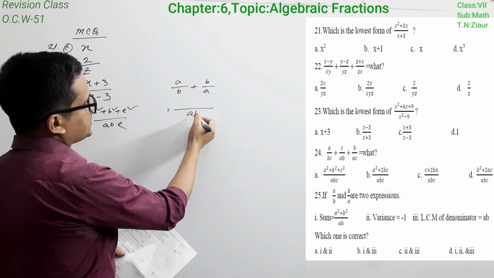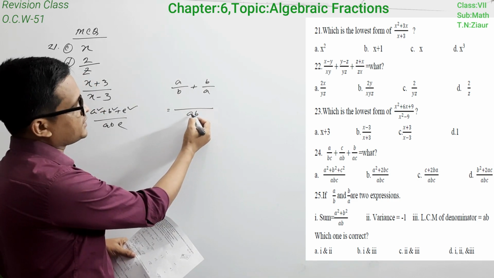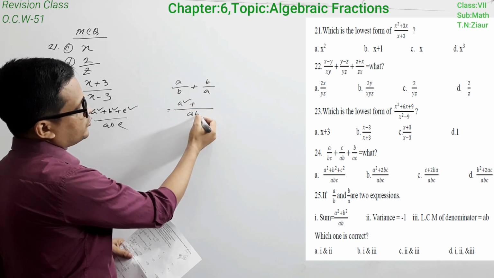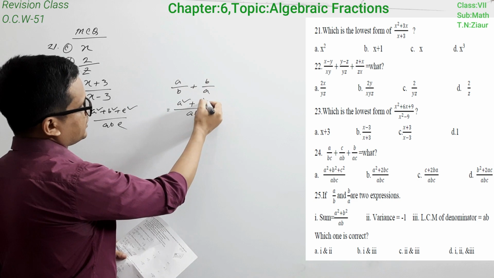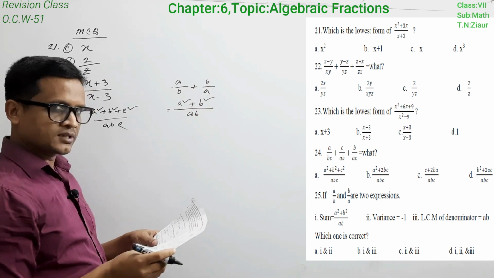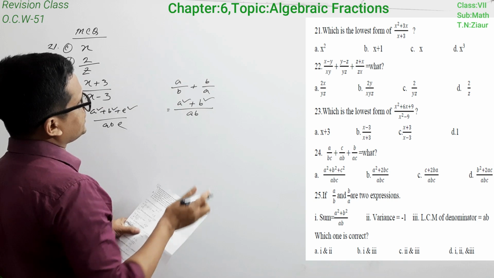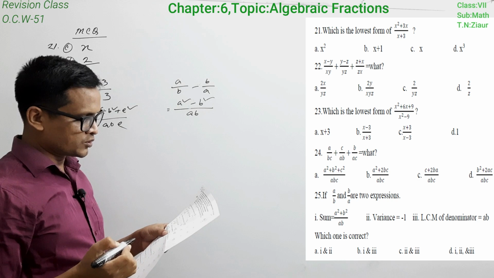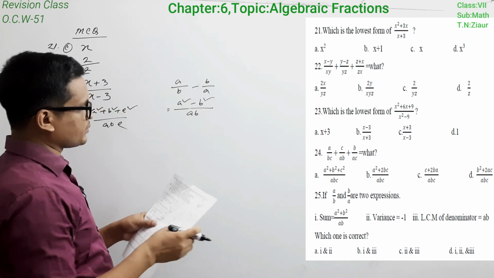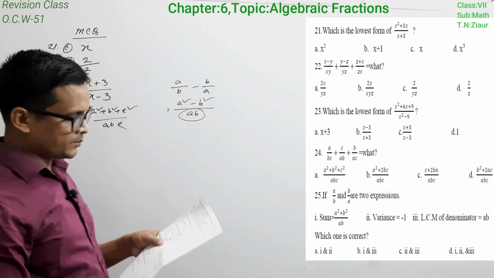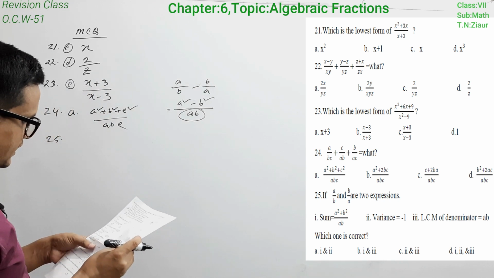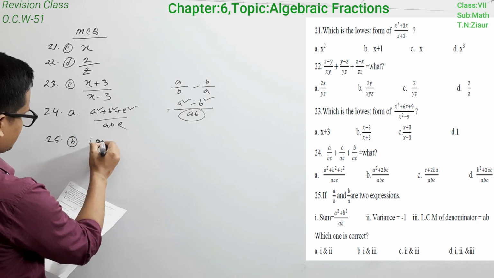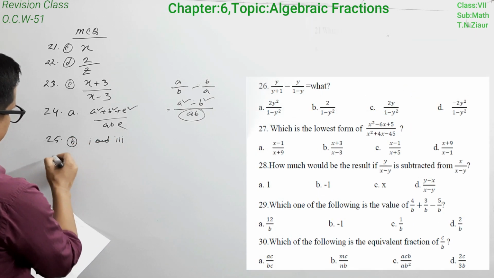So divide this LCM by B, the remaining, that means quotient, is A. So A into A is A square. Then divide by A of this, so quotient will be B. So B into B is B square. So that means the given sum is correct. Yes, sum is correct. Okay. If I subtract, this one will be changed, right? If I subtract, then here -1 is given. So this one is not correct. LCM of denominator is AB. Yes, LCM of denominator is AB. So we can write here 1 and 3 are correct. So we can see that B is the correct option because this one is 1 and 3, right?